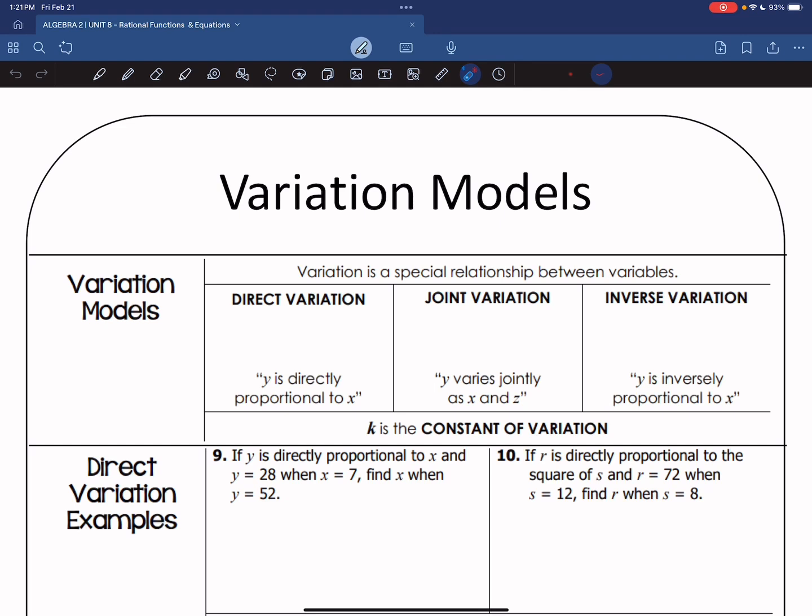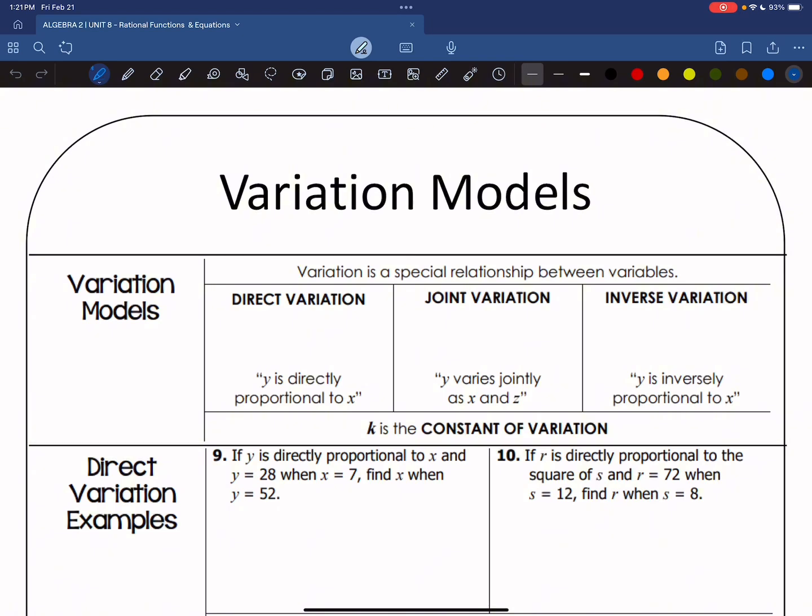In this video, we are looking at both formulating and solving equations that involve variation. So let's go ahead and get started. Now, just what exactly are variation models? Well, it's a special type of relationship between our variables. And there are three types of variation models that we will be seeing.